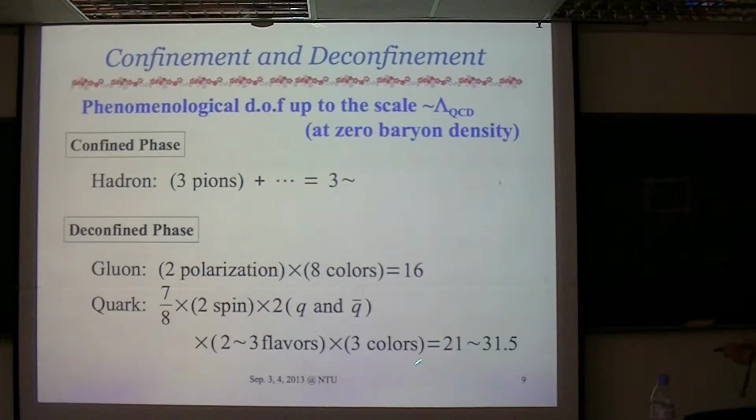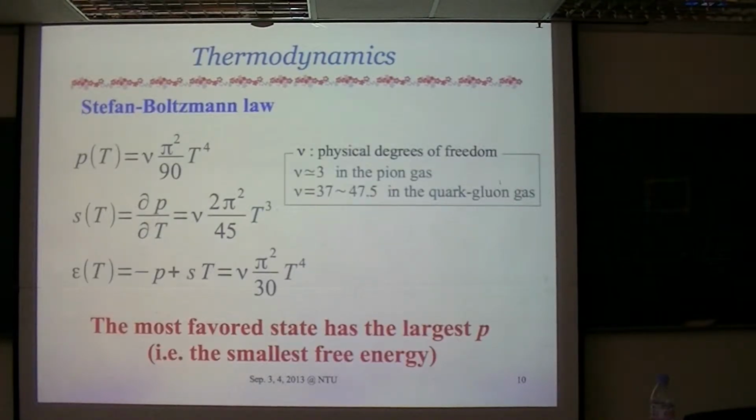Anyway, the three colors. That means you have 20 to 30 quarks, so in total you have 40. That is a big difference from the hadronic world. If you look at thermodynamic quantities like pressure, entropy density, or internal energy density, you know the Stefan-Boltzmann law. If you can neglect the particle mass, then the pressure should be proportional to T to the fourth, because T is the only available dimensional unit.